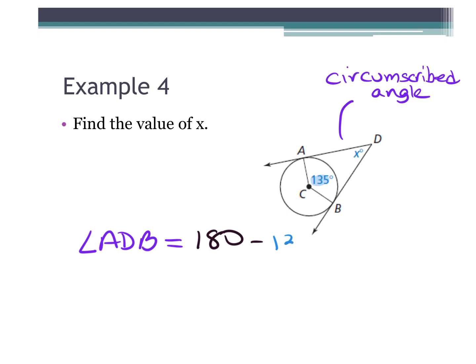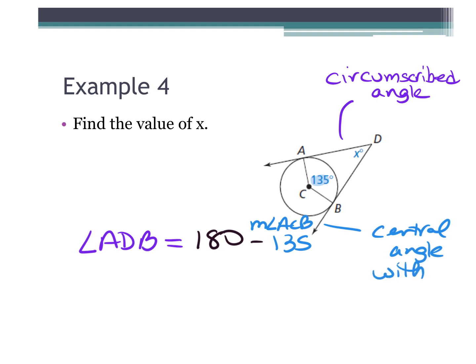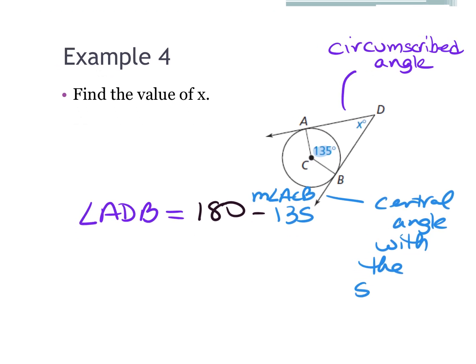So I'm going to subtract 135 because this will be the measure of angle ACB. This is the central angle with the same intercepted arc. So the arc that they both share is this arc AB. So then all I need to do, and ADB was x, so 180 minus 135, and x equals 45 degrees. And I use the circumscribed angle theorem.